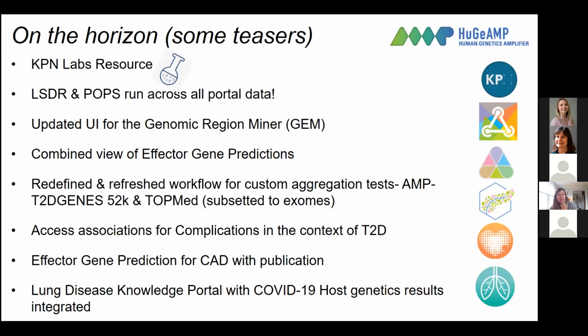We'll have new methods, LD score regression and POPS, run across all portal data, updates to the GEM module I mentioned, combined views of effector gene predictions for type 2 diabetes and several other traits. That'll be primo. Refined, refreshed workflows for our aggregation tests, including TOPMed and our 52K exomes, so you can have custom aggregation tests run. Association results viewed for complications in the context of type 2 diabetes, a way of viewing complications that we are experimenting with as we build the portal out for diabetes and its various forms.